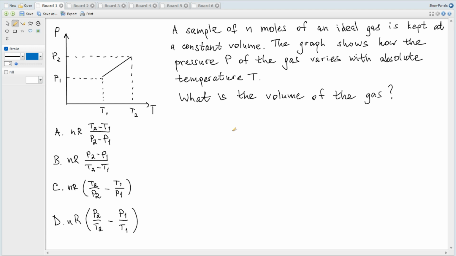A sample of n moles of an ideal gas is kept at a constant volume. The graph shows how the pressure P of the gas varies with absolute temperature T. What is the volume of the gas?